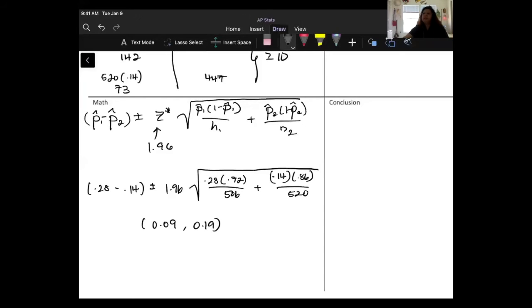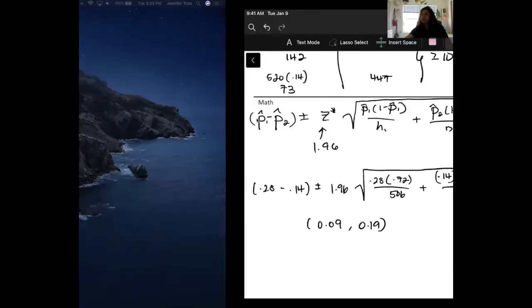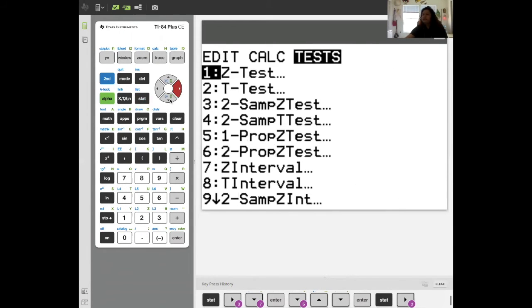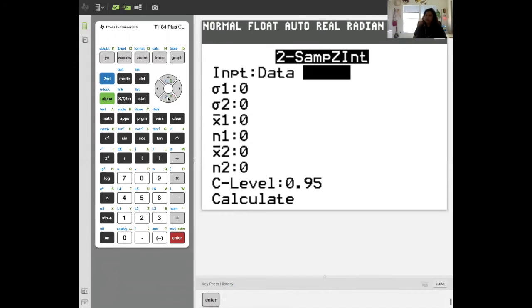But first, let's see how we do this in a calculator. You're going to go to Stat, you're going to go to Test, and you're going to scroll down all the way until you see two sample Z interval. You're going to use statistics because we have the values.